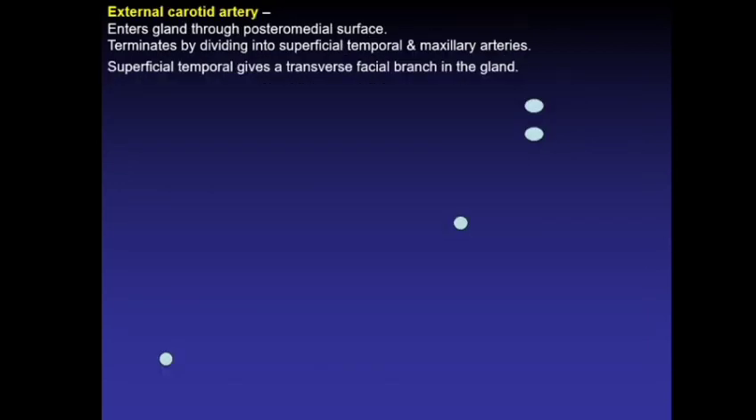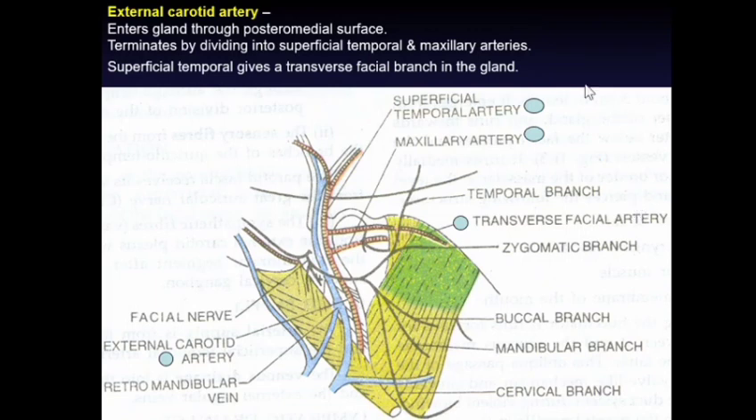Now the last structure within the parotid gland is the external carotid artery. So in the diagram you can see it enters the gland through the posteromedial surface and terminates by dividing into superficial temporal and maxillary arteries. Superficial temporal gives a transverse facial branch in the gland.